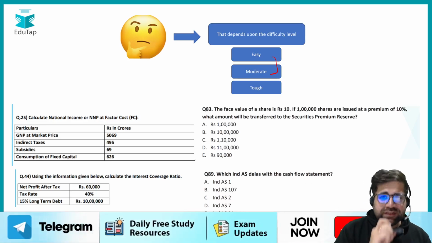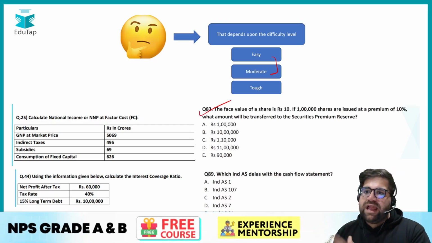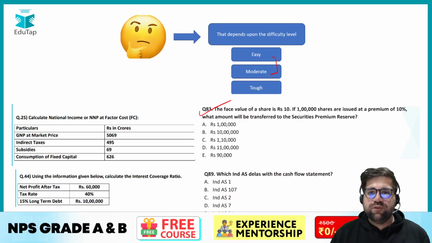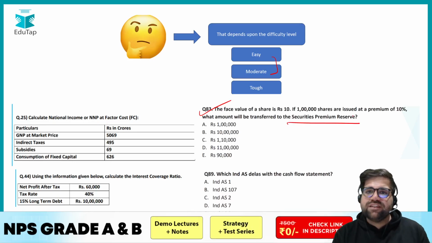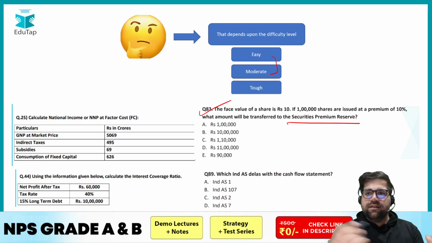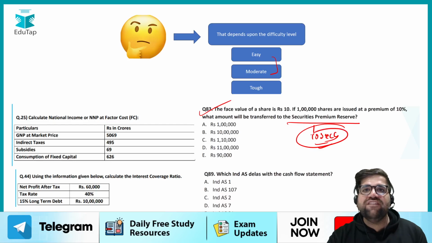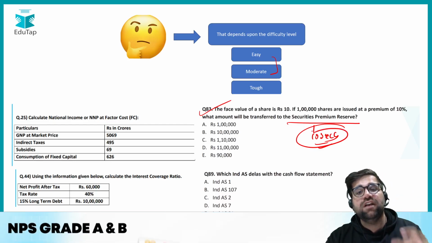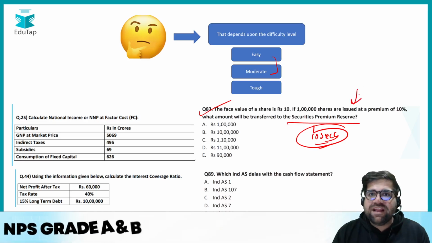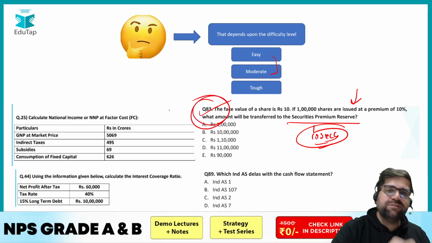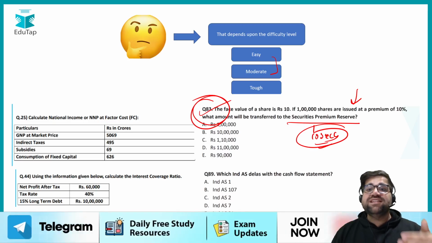Now, if you see this particular question: the face value of a share is rupees 10. 1 lakh shares are issued at a premium of 10%. What amount will be transferred to the security premium reserve account? Now, if you know the basics of the security premium reserve account, this question can be done in 10 seconds. So, according to me, this question is not even easy. It's the easiest. Halwa question hai, cakewalk hai. So if you are not attempting this particular question, then sorry to say you are making a very big mistake, because this is a very easy question.